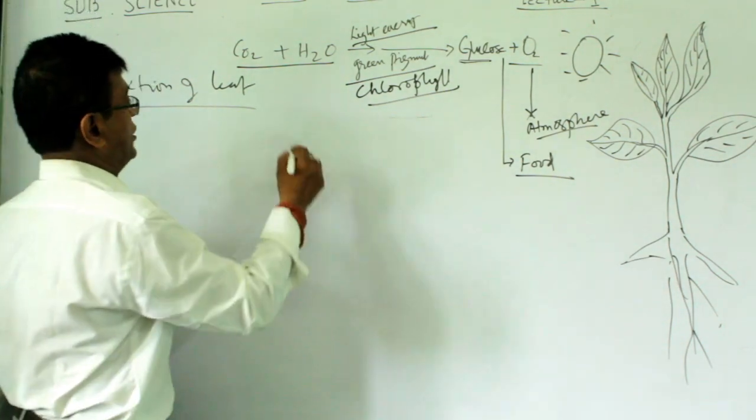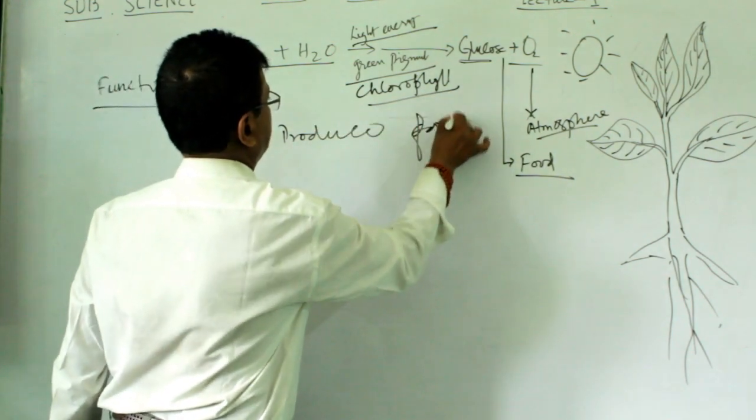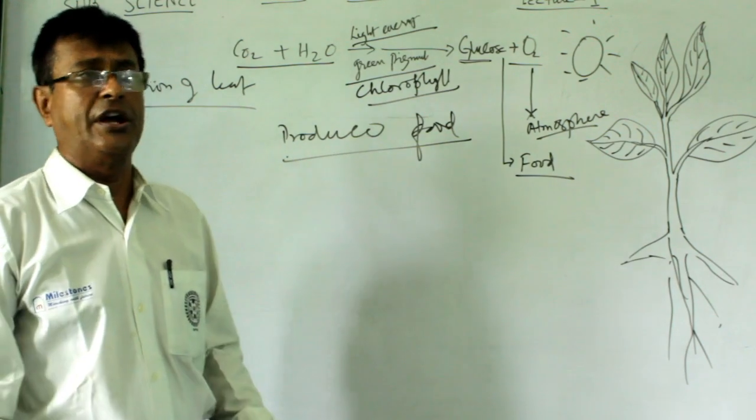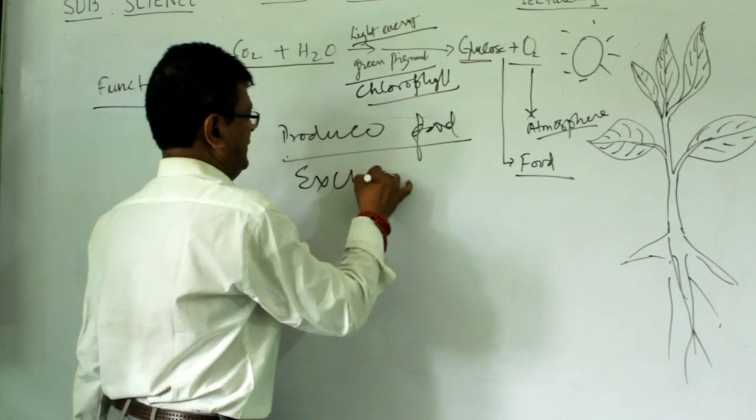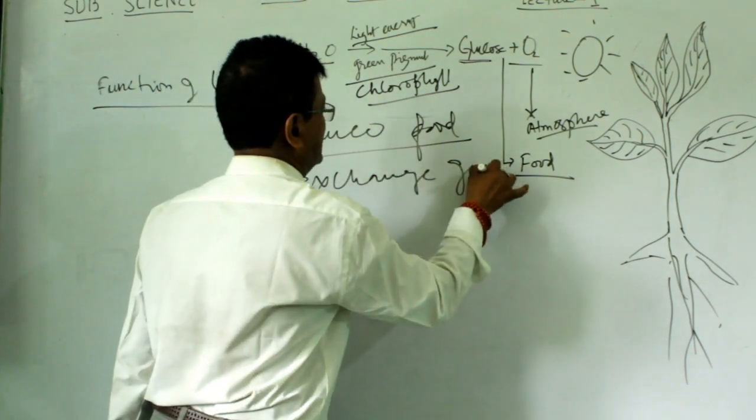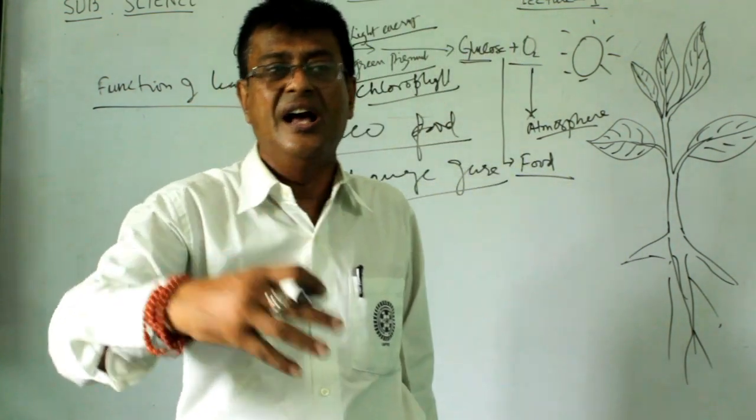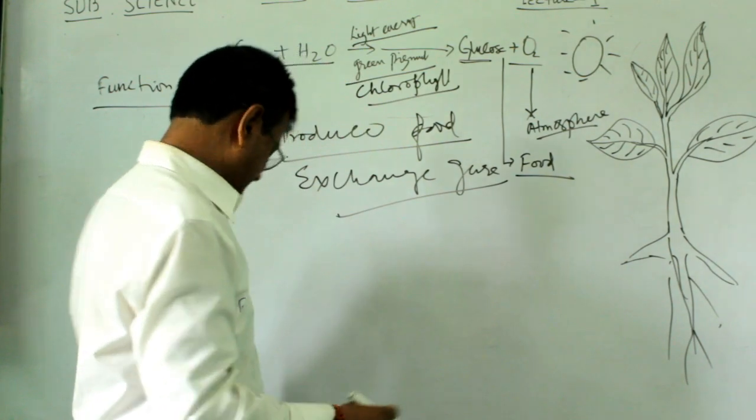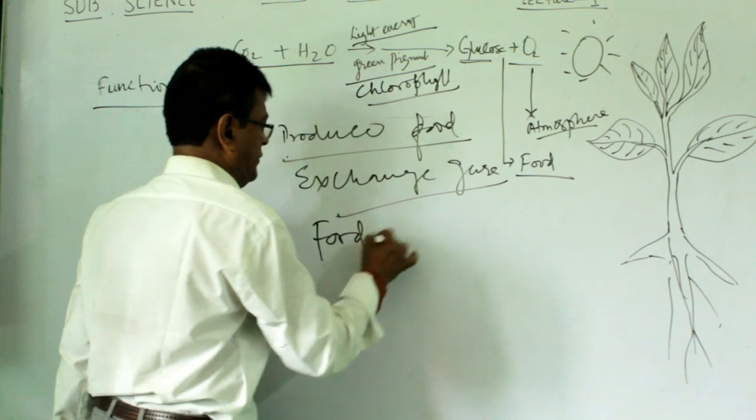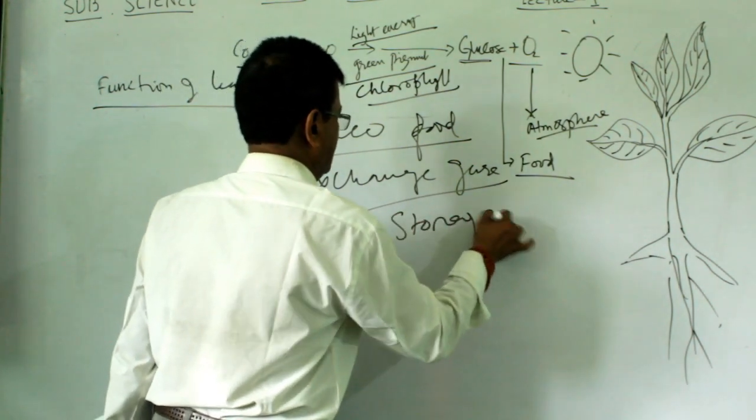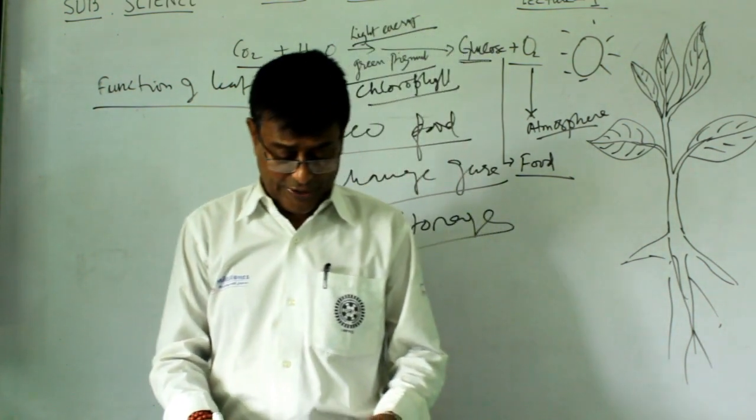Number one, they produce food. Food production is the first duty of the leaf. The second one, exchange of gases. That means, I told you that they take carbon dioxide and leave oxygen. That is the exchange of the gases. And the food storage. They prepare the food and as well as they store it.